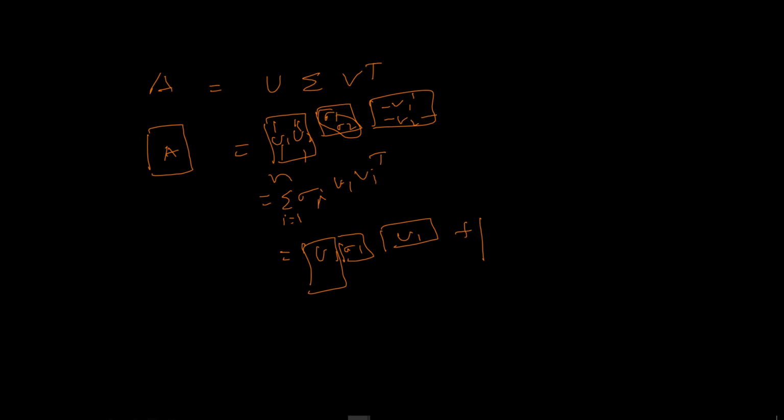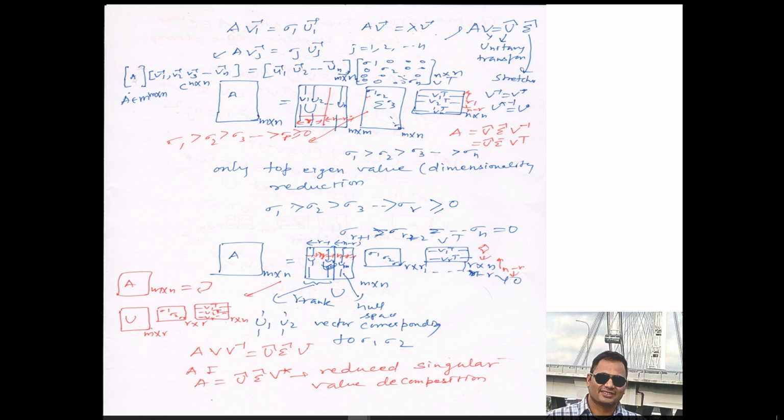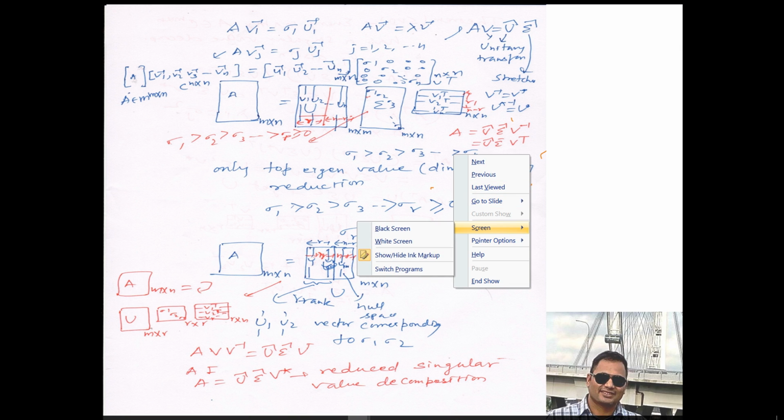Now how is it related to your eigenvalue? As you know the concept of eigenvalue, it has great impact: Ax equal to lambda x with vector x. But in this case what I am getting is A equal to U sigma V transpose. Let us take A into v. What we are getting is U sigma V transpose into v. This U is not the same, U and V are different vectors.